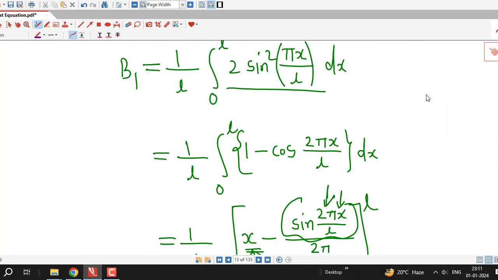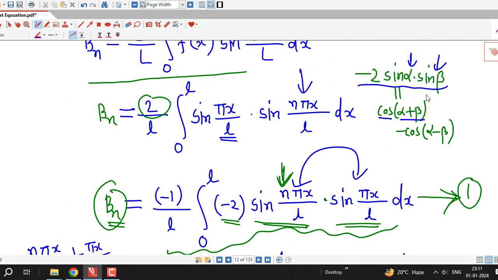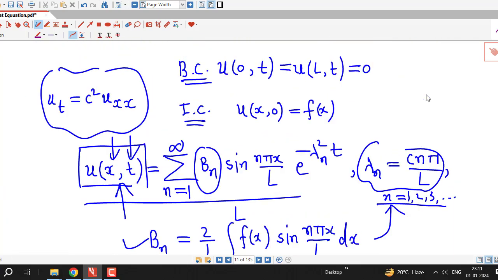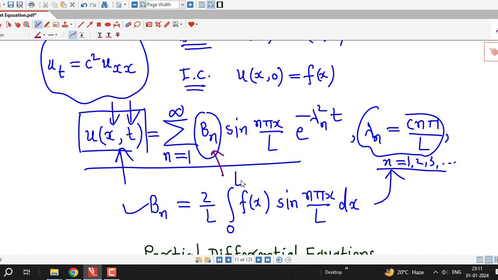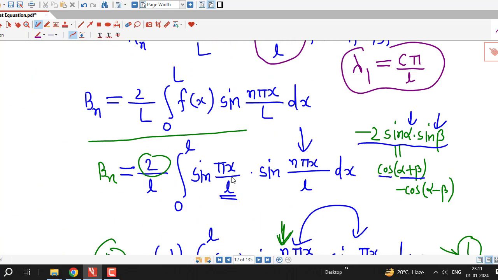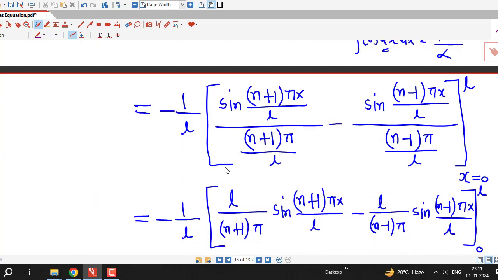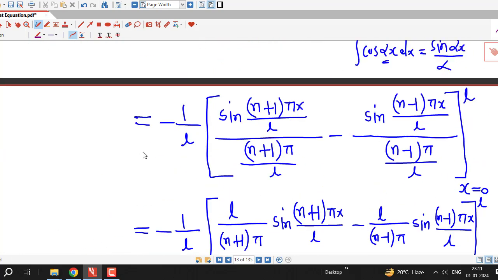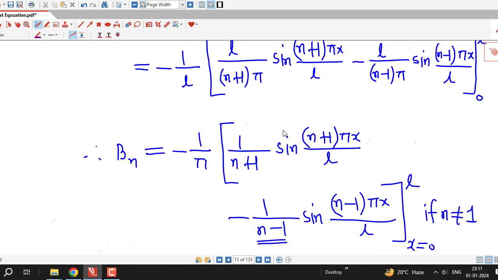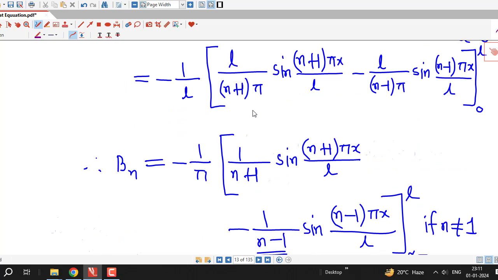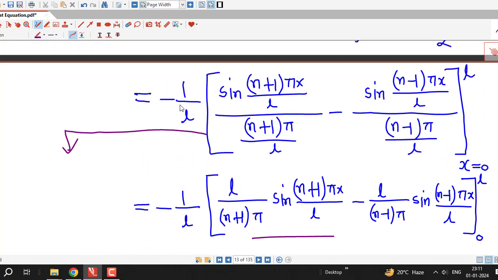You can see it is very easy to find the solution. All you have to remember is that the solution is given by this formula and you have to calculate Bn. Now while calculating Bn, you can directly put limits from this step also. If you are sure that this is going to be 0 for the upper as well as lower limit, then we can minimize these steps. We can ignore these two steps.